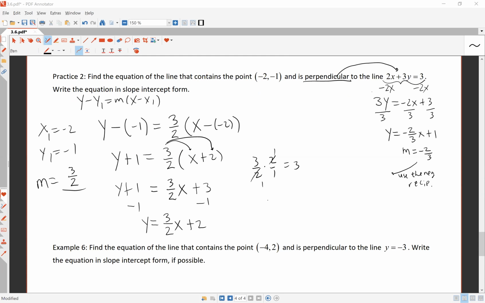We want to check that this goes through the point negative 2, negative 1, so we plug in x equal to negative 2. Y equals 3/2 times negative 2/1 plus 2. 2 cancels the 2, we're left with negative 1. 3 times negative 1 is negative 3, plus 2, which is negative 1. So it is the correct line.